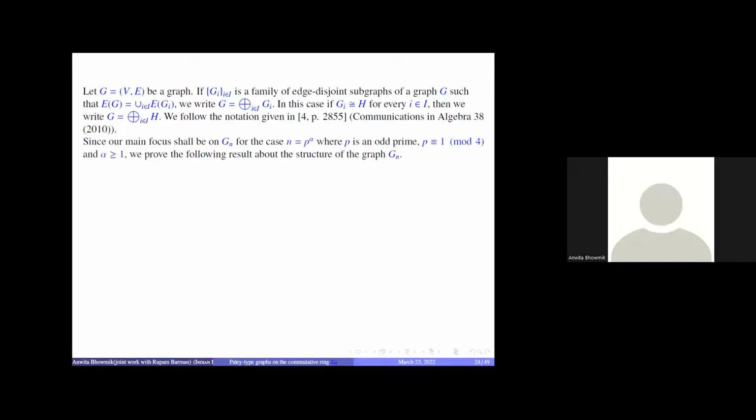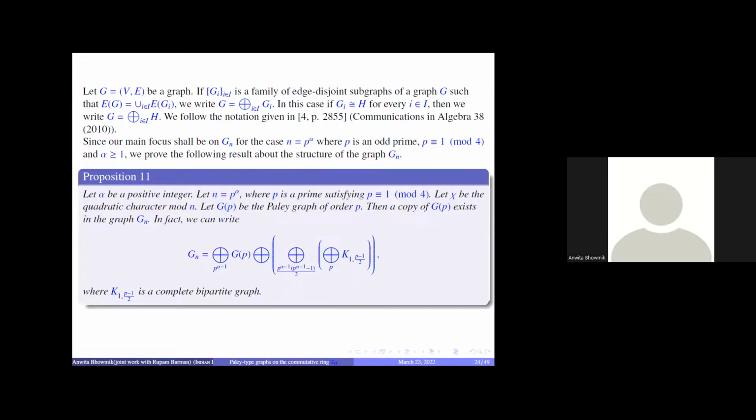With this notation, we have this result for the case n equals p to the power alpha, where p is an odd prime, p congruent to 1 mod 4, and alpha is a natural number. So this is our result. It turns out that, since Zn star is cyclic here, we can take a unique quadratic character, let us call that chi. Then if G_p is the Paley graph of order p, we see that a copy of the Paley graph exists in the graph Gn. In fact, not just one, p to the power alpha minus 1 copies of G_p exist in Gn.